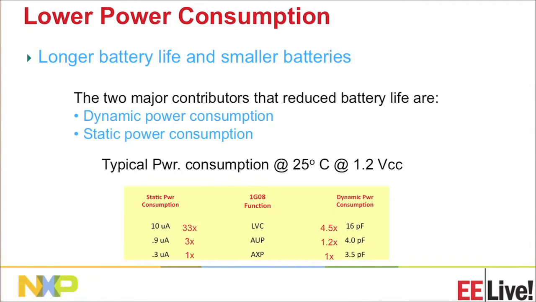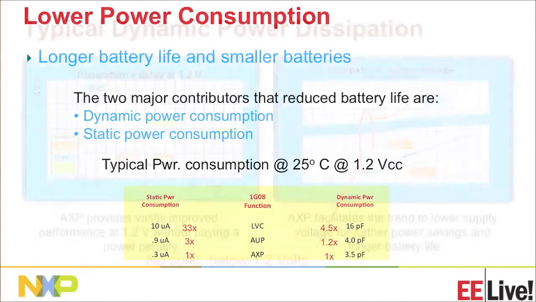Looking at the dynamic power, LVC consumes up to 4.5 times more power than AXP, and these are the numbers at 1 megahertz. So by using this AXP logic, you can save that much power during switching, like 4.5 times less. And these are the numbers when supply voltage node is 1.2 volts.